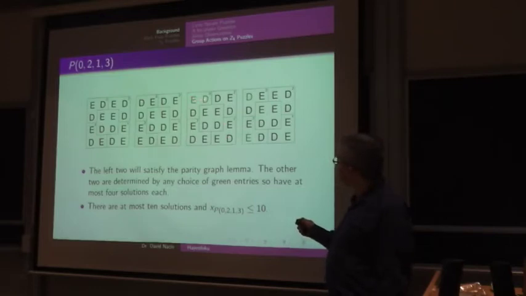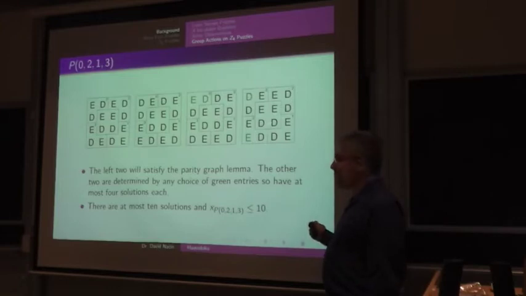If I know this entry and this entry, then I get this odd, which gives me these odds. This odd gives me an entry in the center, so not only does it give me these odds, it gives me these 4 evens, and this even completes the rest. So I know that this map gives me at most 4 solutions.